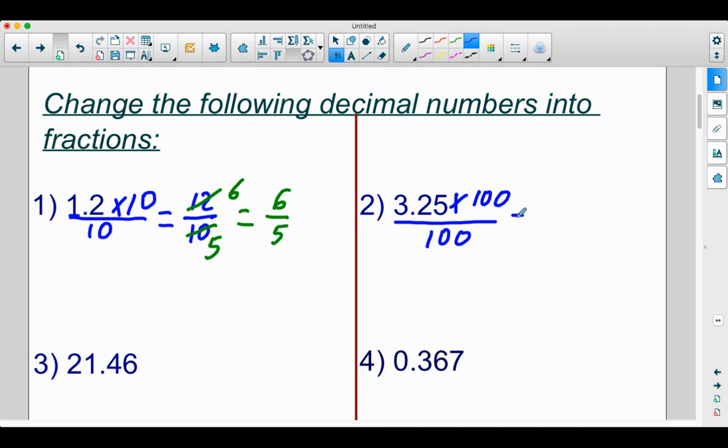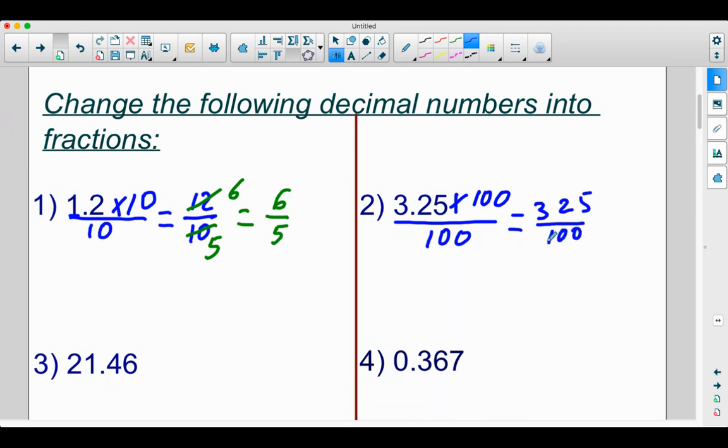Okay, so we know how to multiply a number by 100. We move the decimal point 2 places to the right. So it would be 325 over 100.